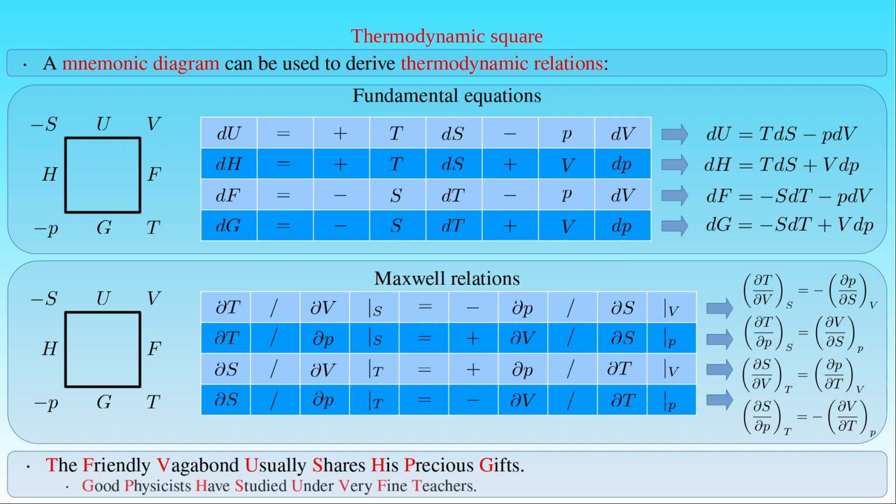Another mnemonic sentence helping to remember the order of the variables is the following: good physicists have studied under very fine teacher. Here the list of variables starts with the free enthalpy G at the bottom of the diagram, and the variables are arranged clockwise along the sides and corners of the square. In fact, it does not matter at which corner or side of the square we start to write the letters, as long as their order remains the same, preserving the relations between the quantities arranged around the square.